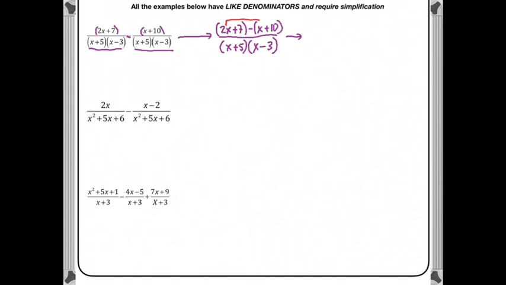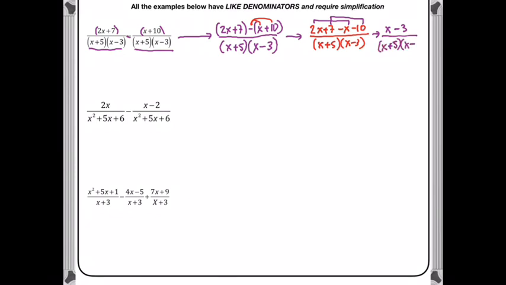And so we end up with 2x. Let's show all the steps here. Let's distribute the negative and drop some parentheses, so we end up with 2x plus 7 minus x minus 10 all over the previously given to us factored denominator. Okay, and now we have some like terms to knock out. So we end up with 2x minus x, which is x. 7 minus 10 is negative 3, all over our denominator.